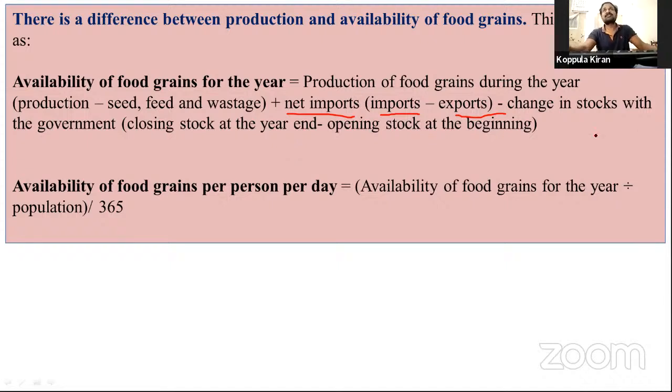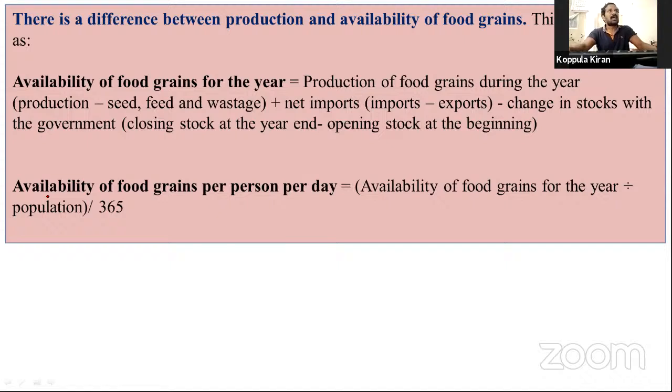What are the changes in stocks with the government? For the purpose of food security, the government provides some subsidy. That subsidy is distributed through the PDS, the public distribution system. Okay, let us discuss the next topic. This is the total average food grains available in the country per annum.